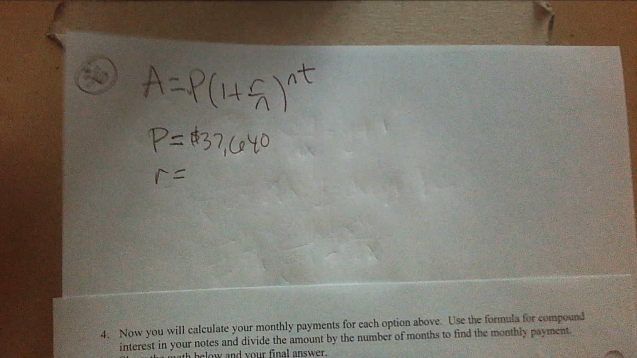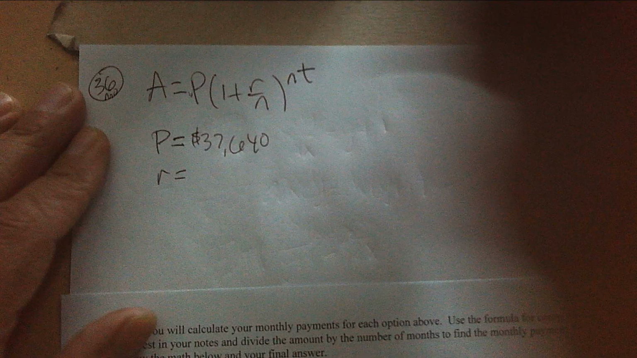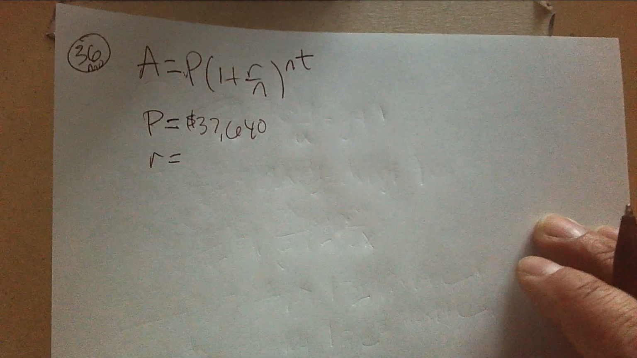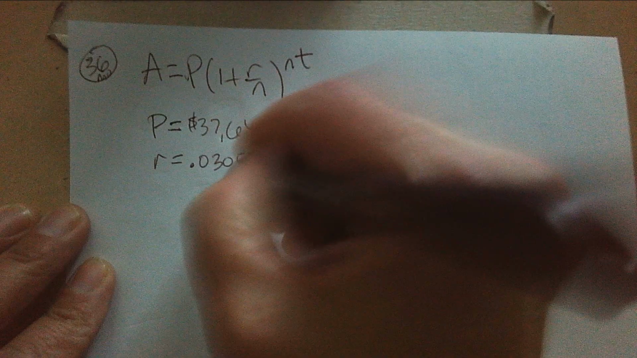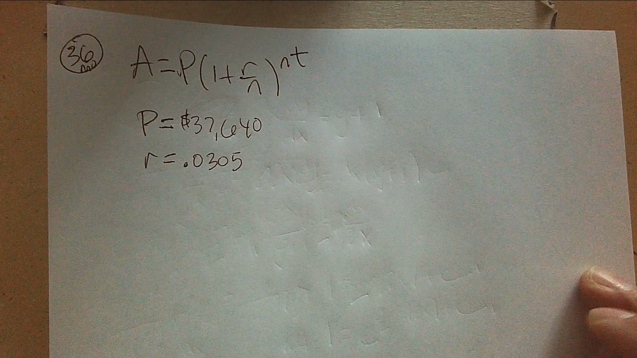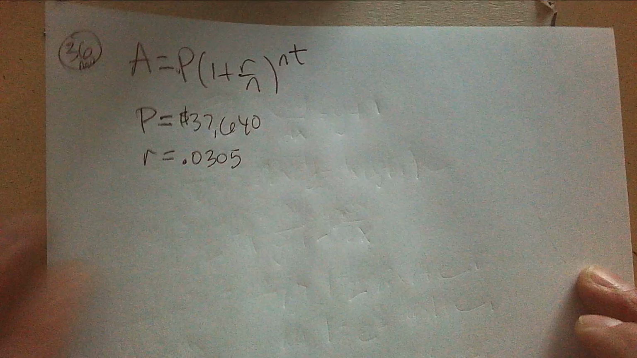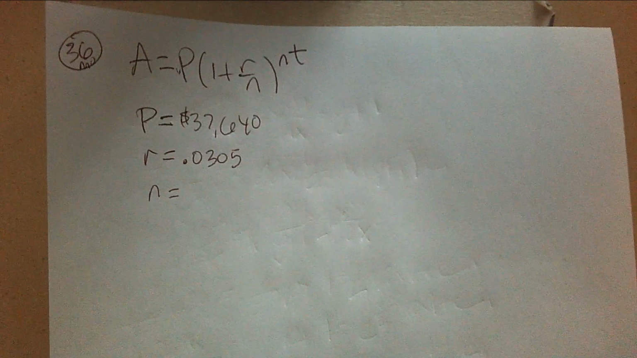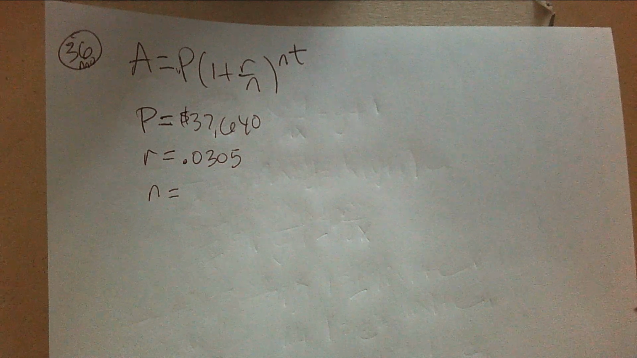Now we're going to have to do this work for each loan we're looking at. So first we're going to look at the 36-month loan. What's the interest rate for the 36-month loan? I go back. And how do I write that as a decimal? 0.0305, right? Move the decimal to the left. I told you what N is. N is how many times per year it's being compounded. And you're doing monthly payments. So how many times per year would be monthly?